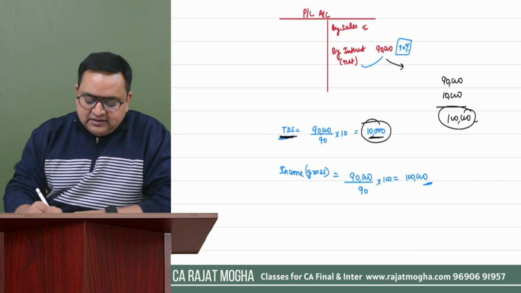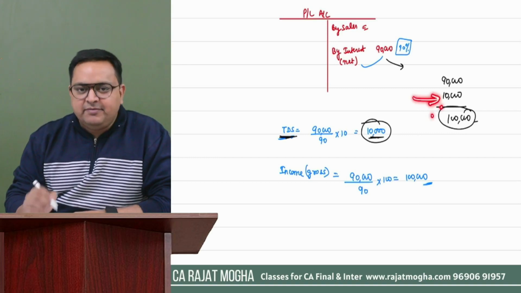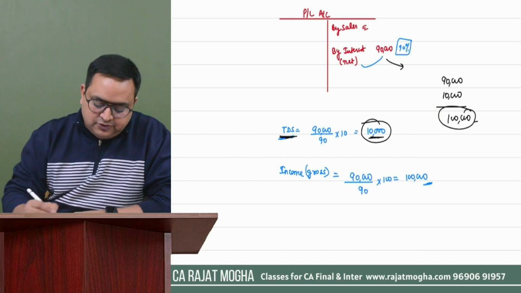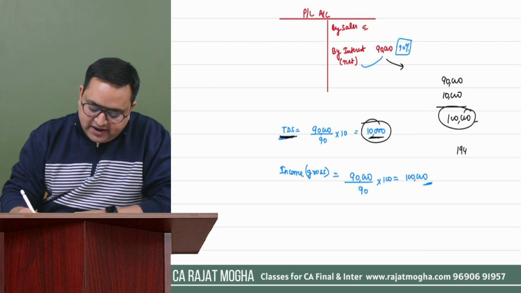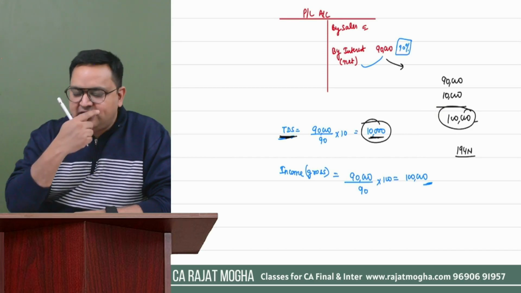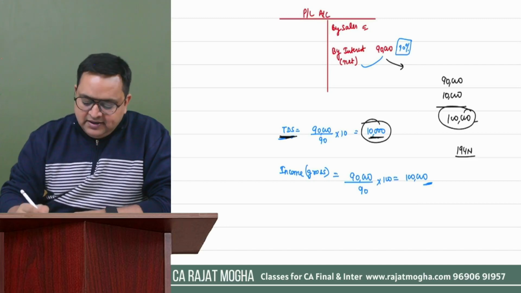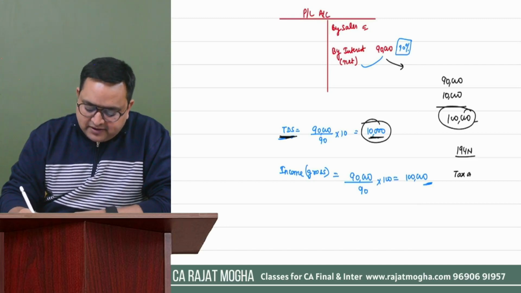So I was saying that whenever TDS is deducted, it will become your income, except the two. One is 194N, because 194N is TDS on cash withdrawal. That is not your income. Second is tax on non-monetary perquisites. Tax on non-monetary perquisite.